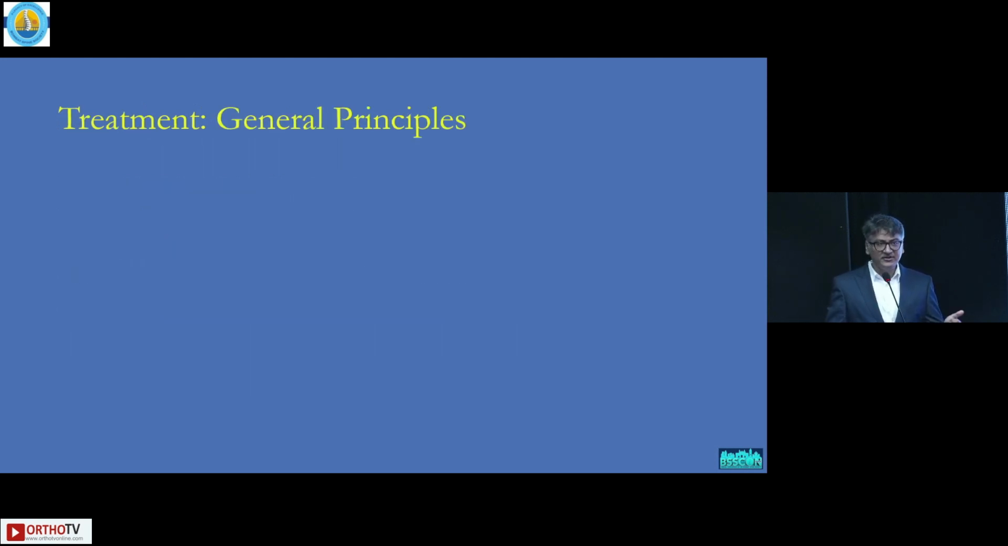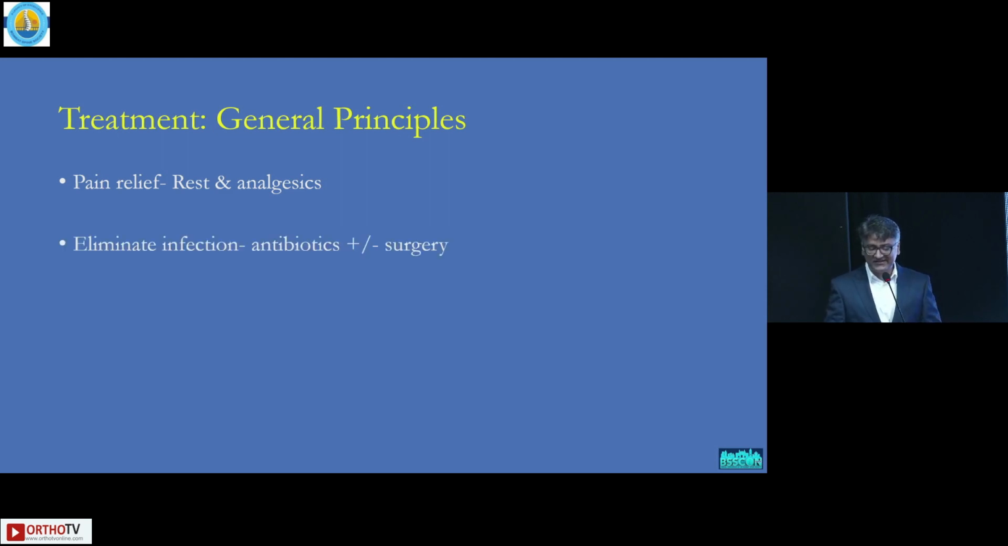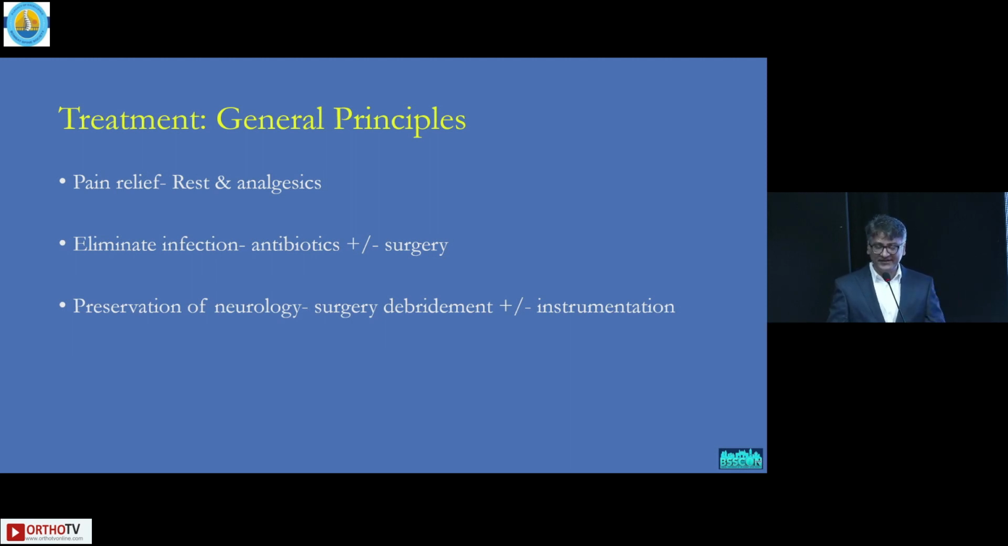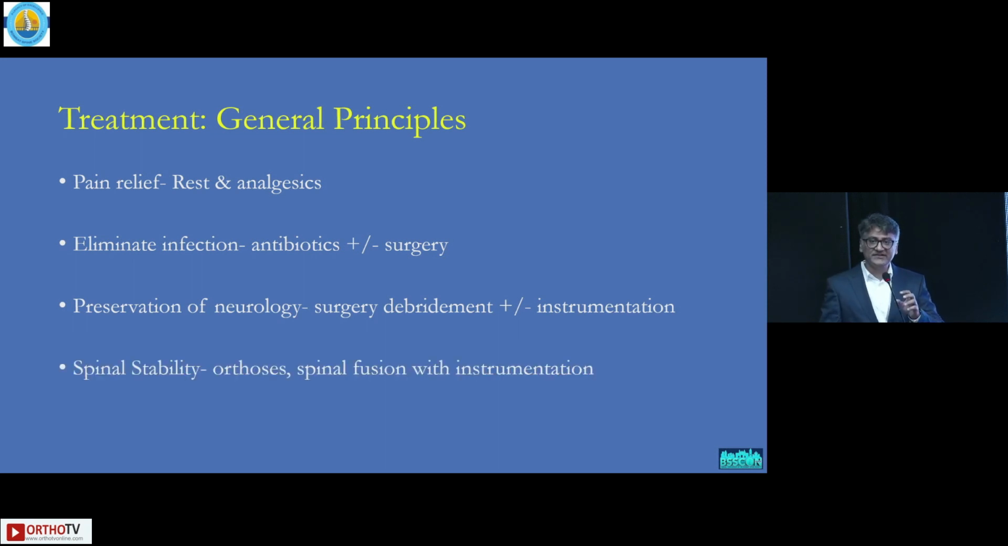So treatment, the general principles of treatment are, first thing, obviously the patient has come to you with severe pain, so pain relief in the form of rest and analgesics, and you have to eliminate the infection. So antibiotics are the mainstay, whether you club that with surgery or not, we'll see. Preservation of neurology, of course, when the patient comes back with a deficit in discitis, surgical debridement is the choice. You may couple that with instrumentation and spinal stability. Whenever compromised, you have to instrumentate.